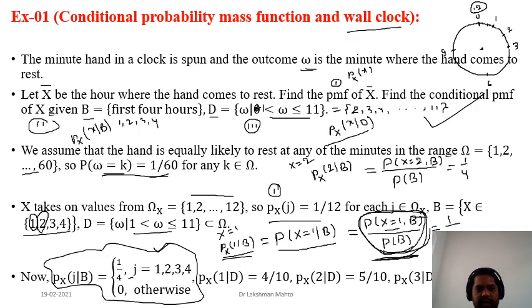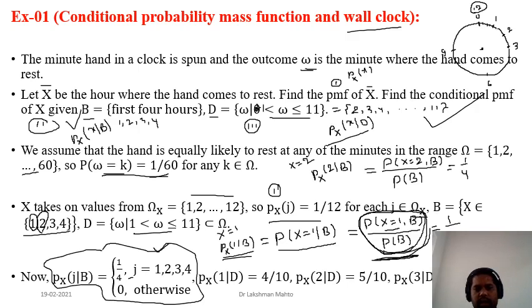That's why I have taken the J notation for integer. So the conditional mass function of x given B takes 1 by 4 when x is any of 1, 2, 3, 4. Otherwise, it is 0. So one problem is already over.